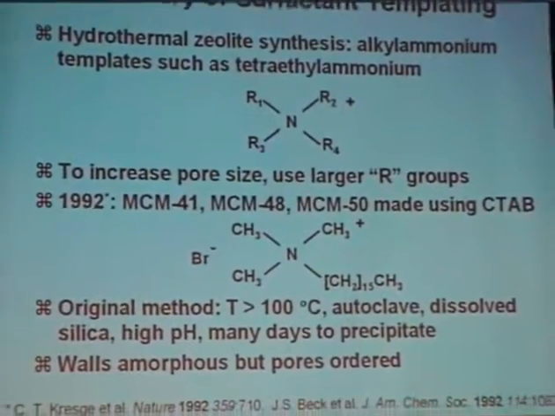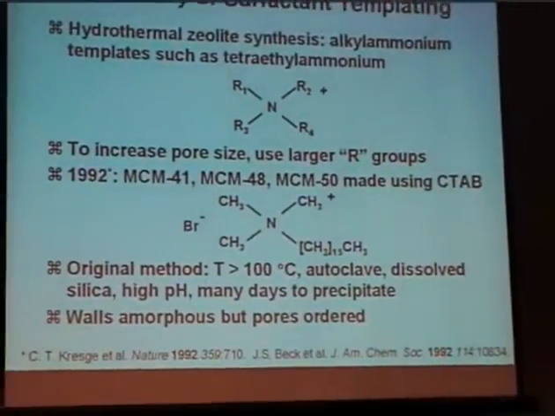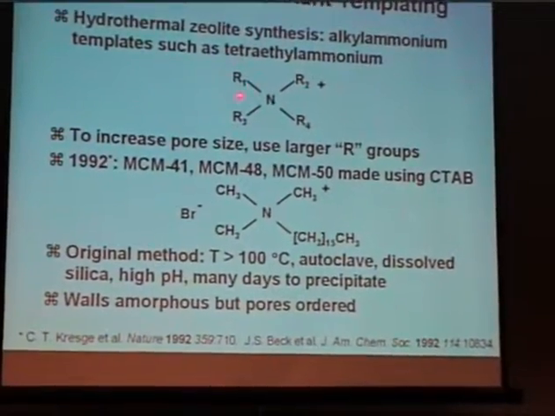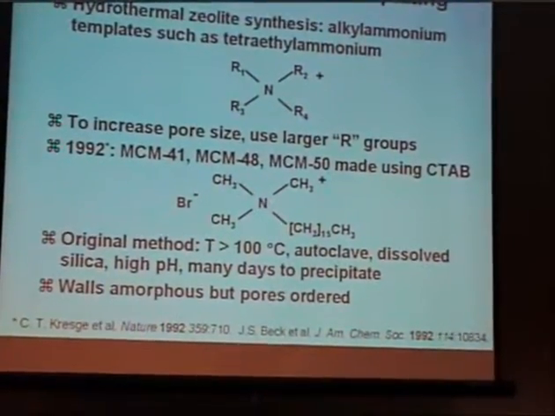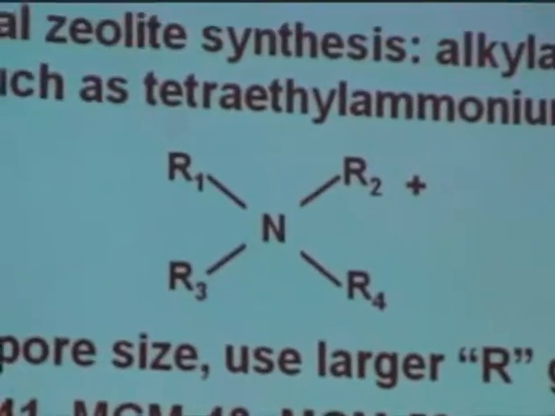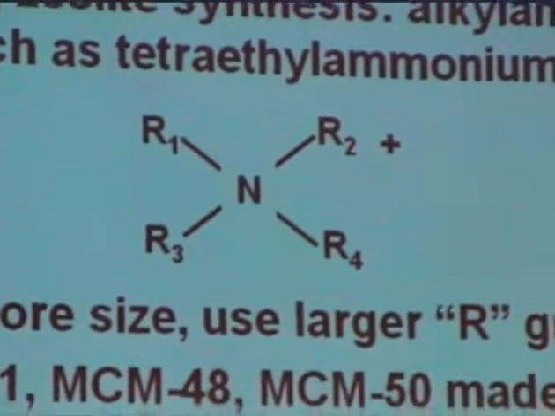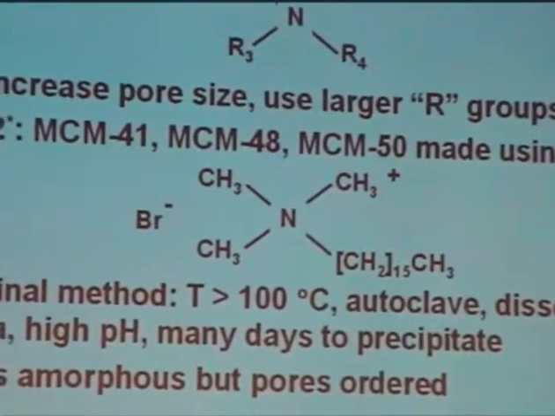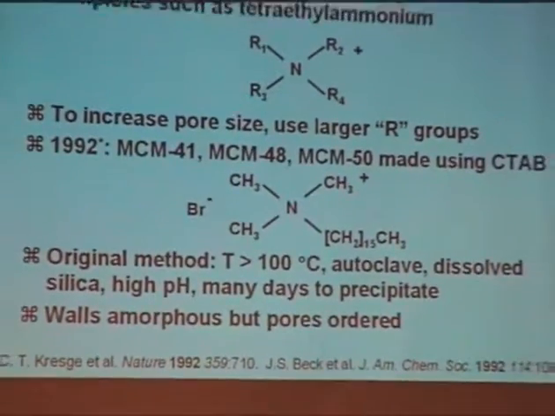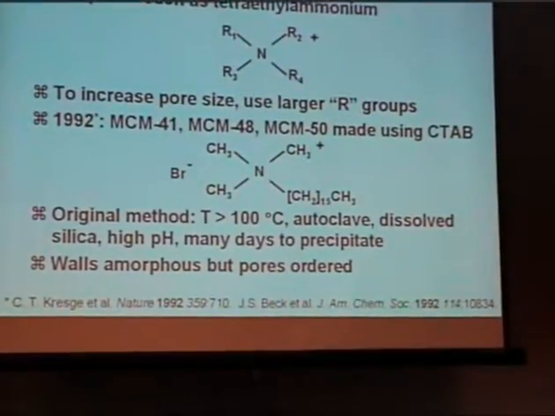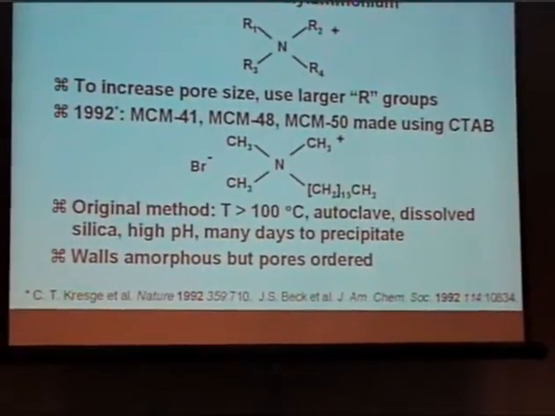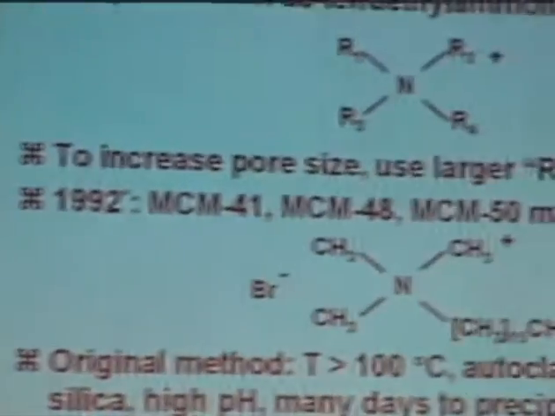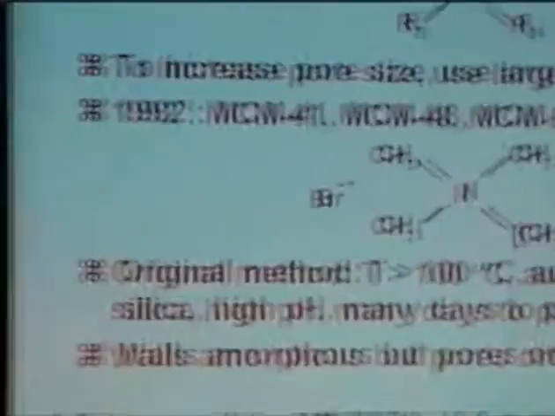So if they truly act as templates and they enter into the pores and have to do with the size of the pores that get created, it made sense to try larger and larger organic groups on the ammonium cation to make larger and larger pores in the zeolite. So in one sense, the objective may have been to try to make larger pores in zeolites. But what turned out to happen, and this was reported in a couple of papers in 1992, is a series of materials, made at Mobil at the time, where instead of just a tetra-alkyl ammonium cation, they used a surfactant.